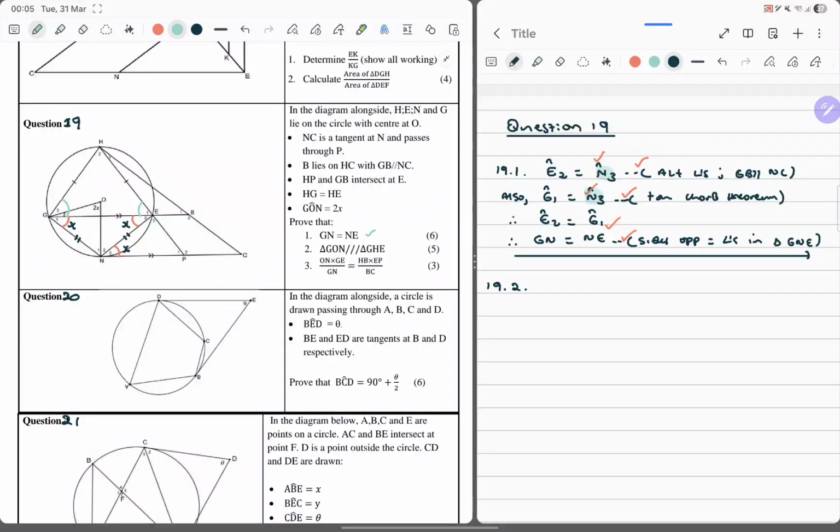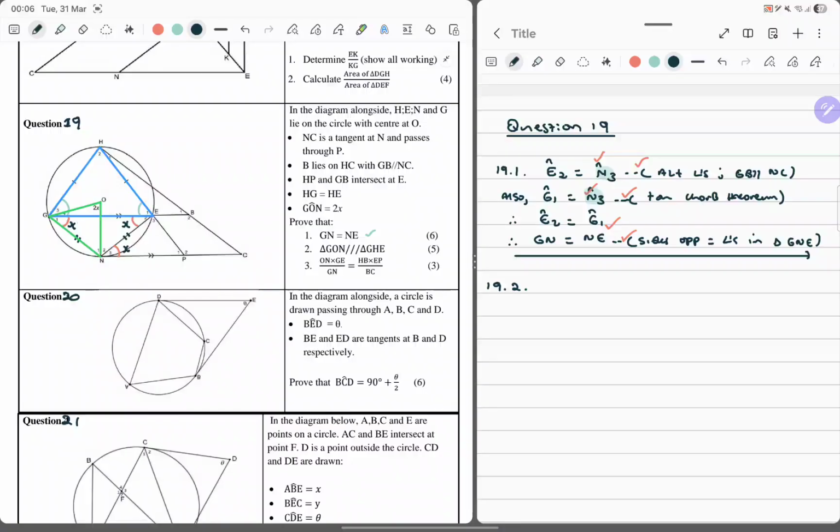Right, 19.2 says, we need to prove that GON is similar to GHE. Ooh, what a mess. Okay, let's have a look at them. So what we see there, we're comparing those two triangles. So how do they compare? Right. We need to think about it a little bit because it's not so obvious at the moment.